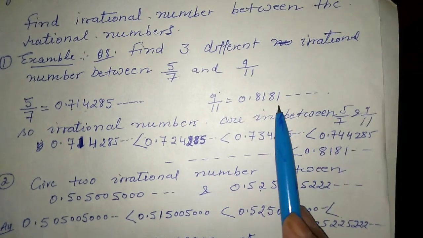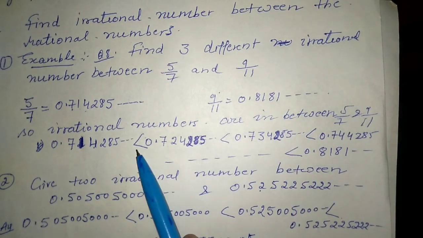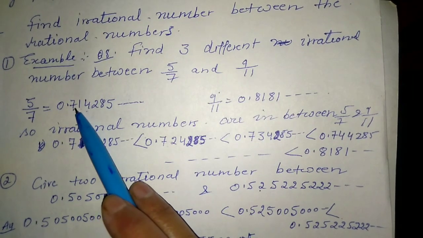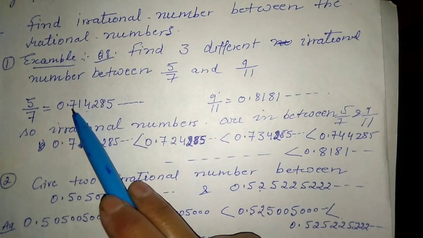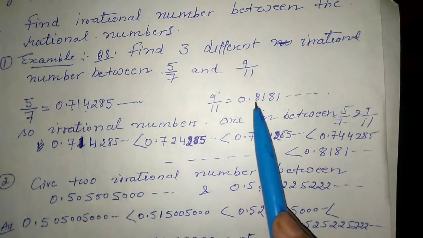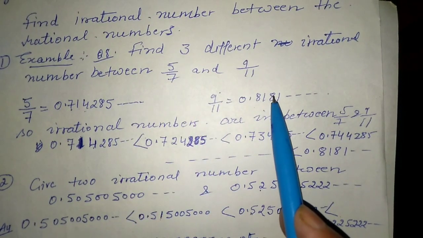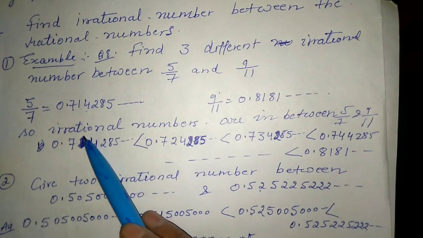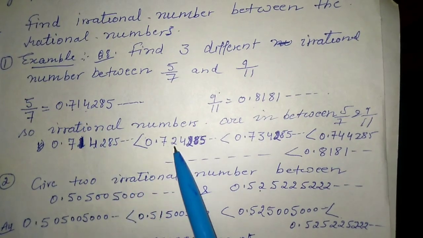0.8181, this is the second rational number. So what we have done here, we can see in the division, this is 0.7 and 0.8. So to reach from 0.7 to 0.8, we have in between 9 decimal numbers. So that's why we change only the digit after 0.71. This number we have changed here. Initially this is 1, so we have written here only 2.